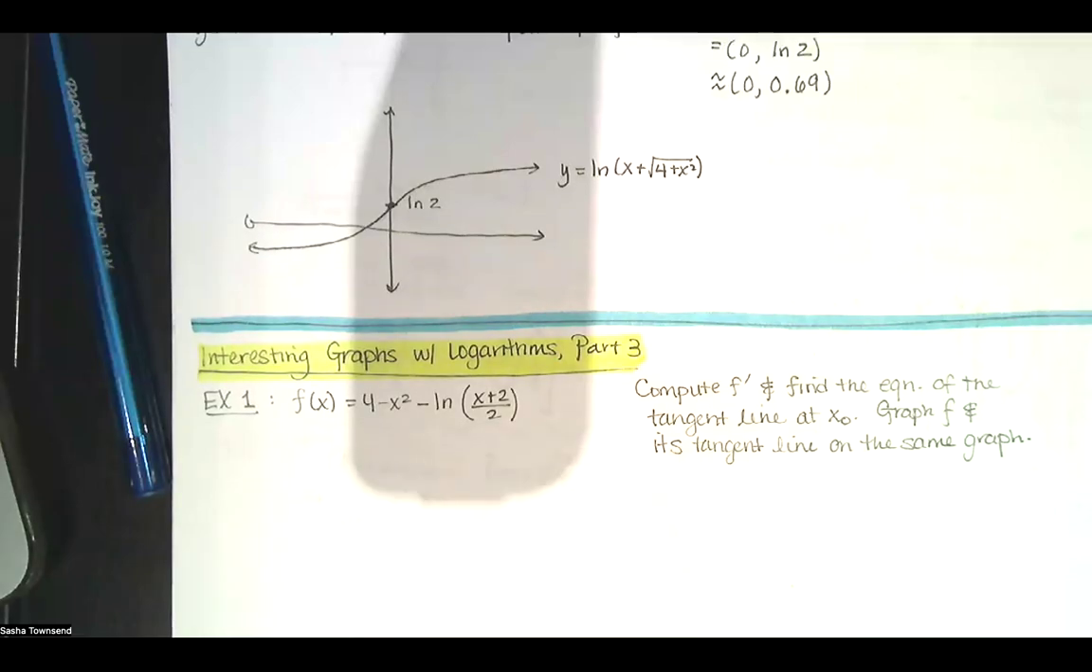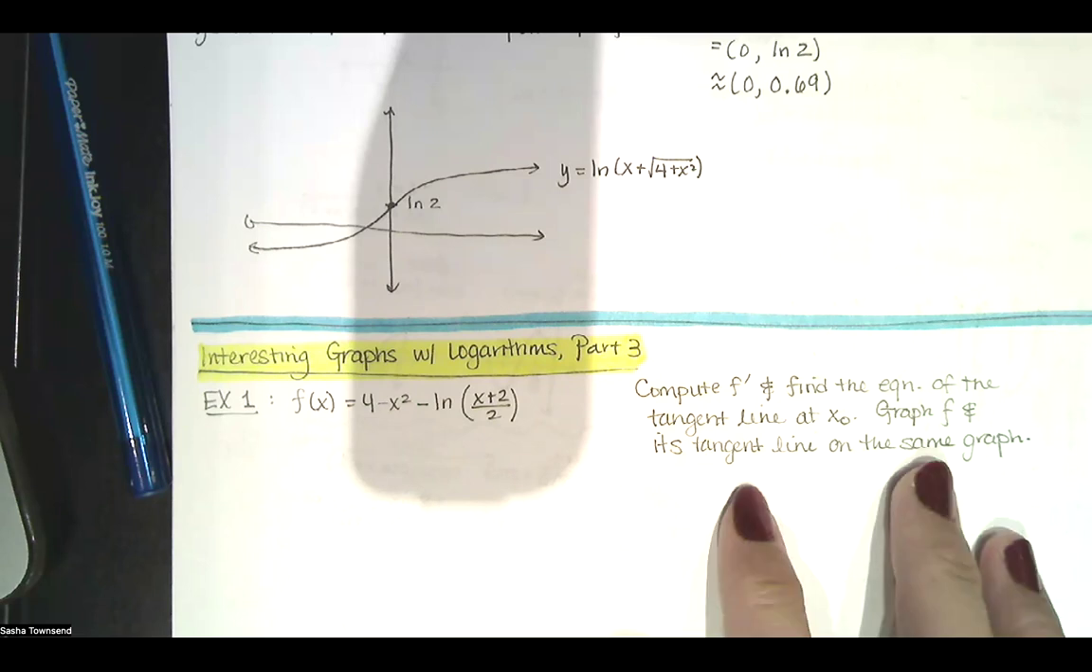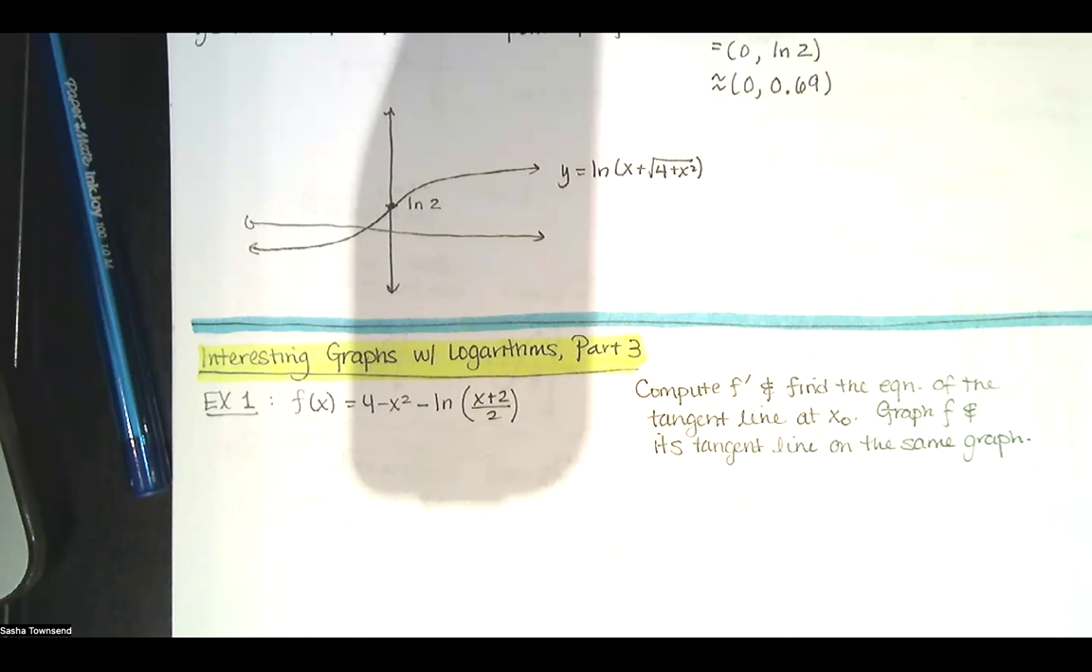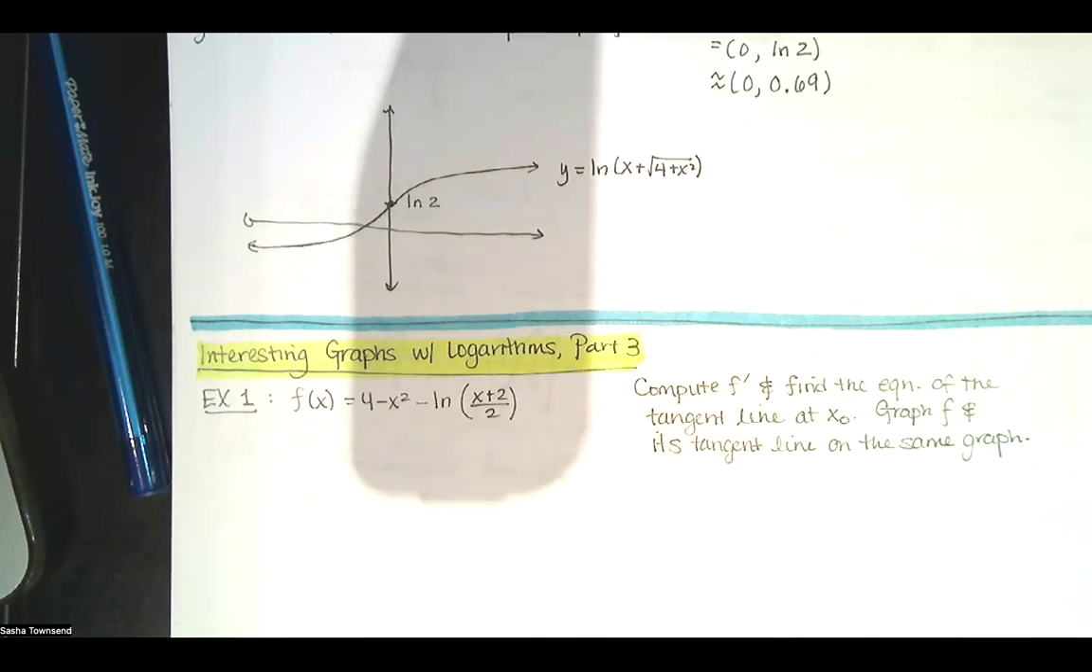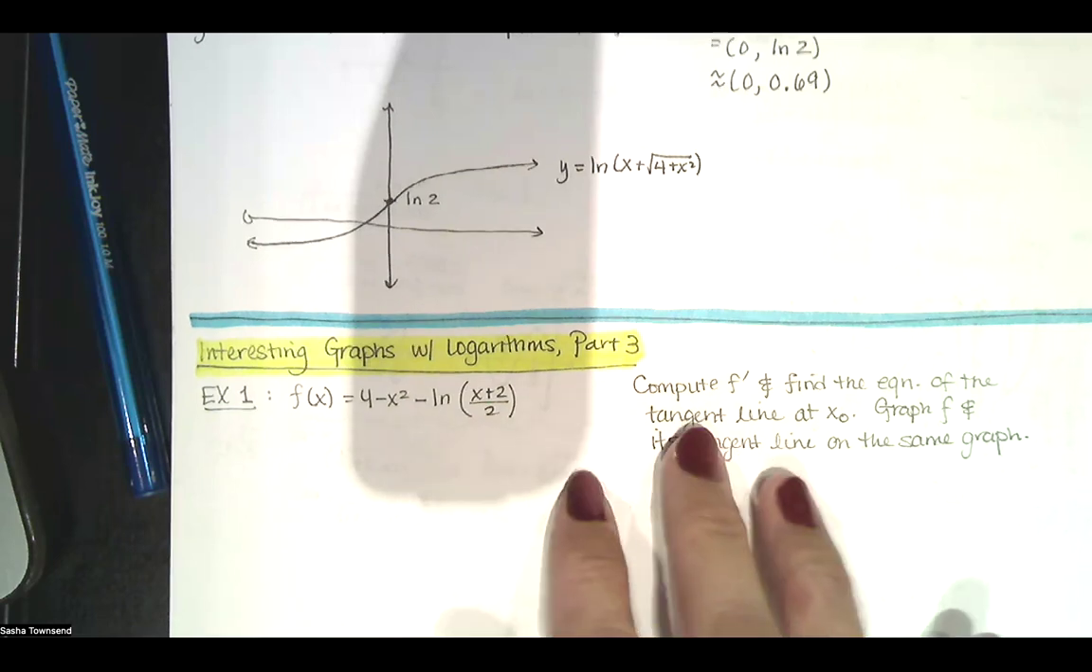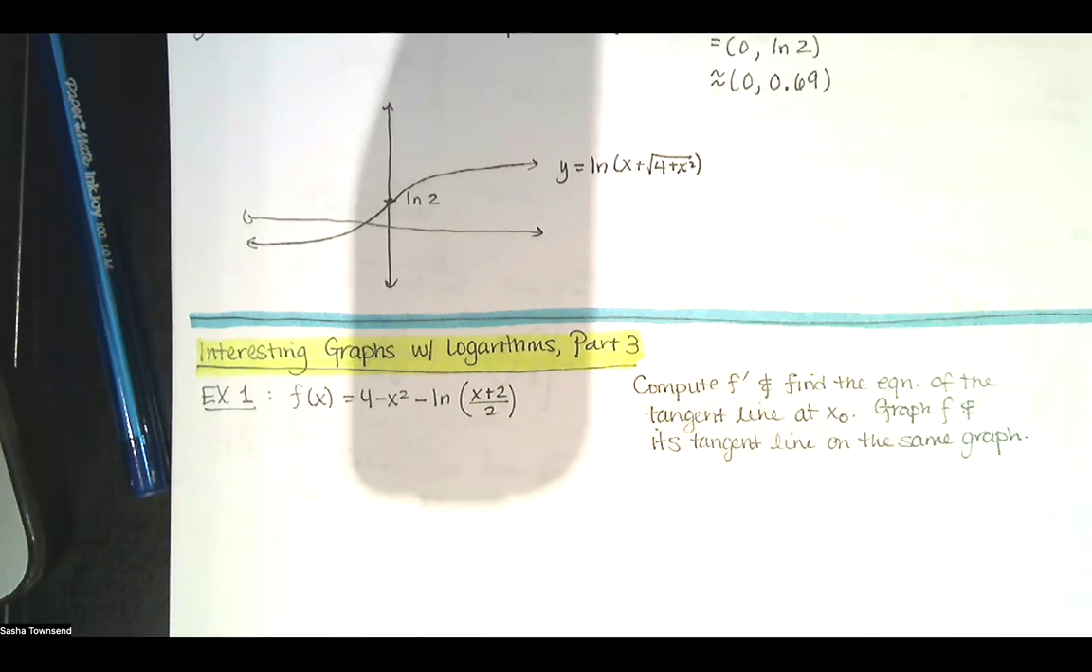In this video, we continue looking at functions involving logarithms from 5.1. We have a different problem statement here. I still might compute f prime and f double prime to get a better sense of the concavity of this function. But we're asked to compute f prime and find the equation of the tangent line at x naught and graph f and its tangent line on the same graph.